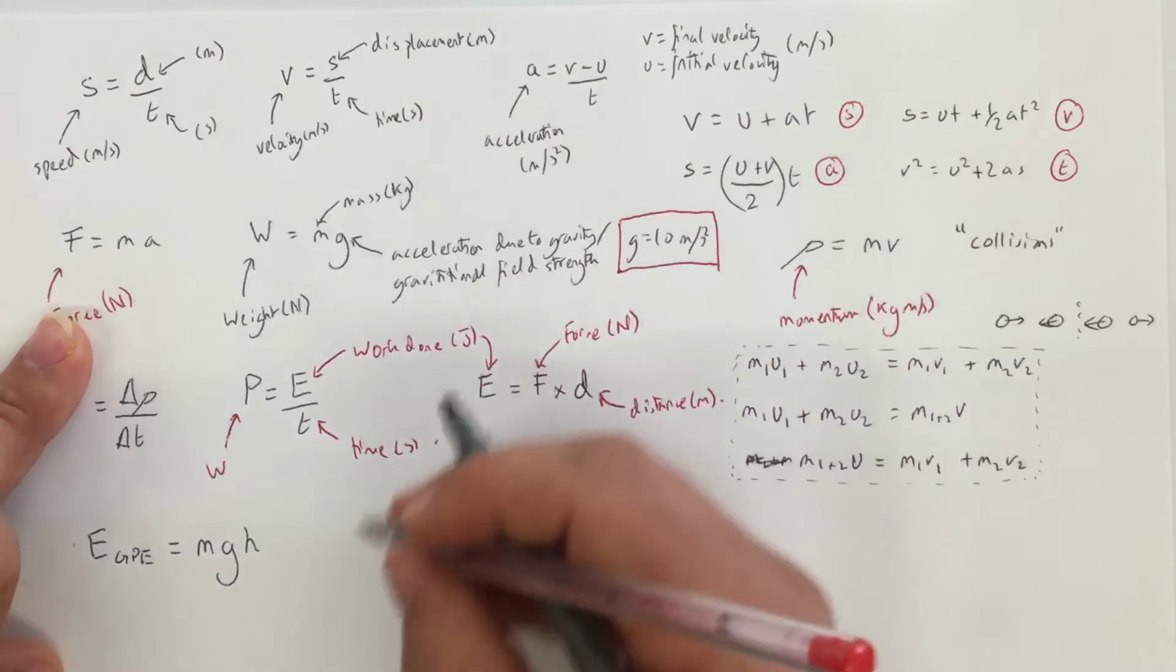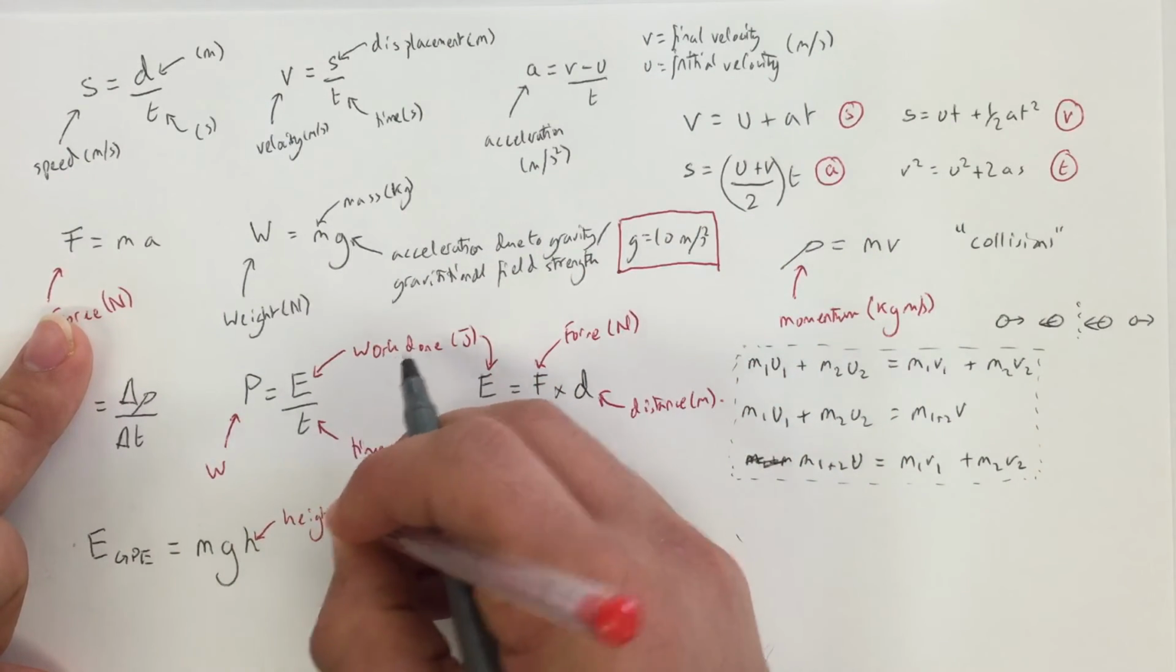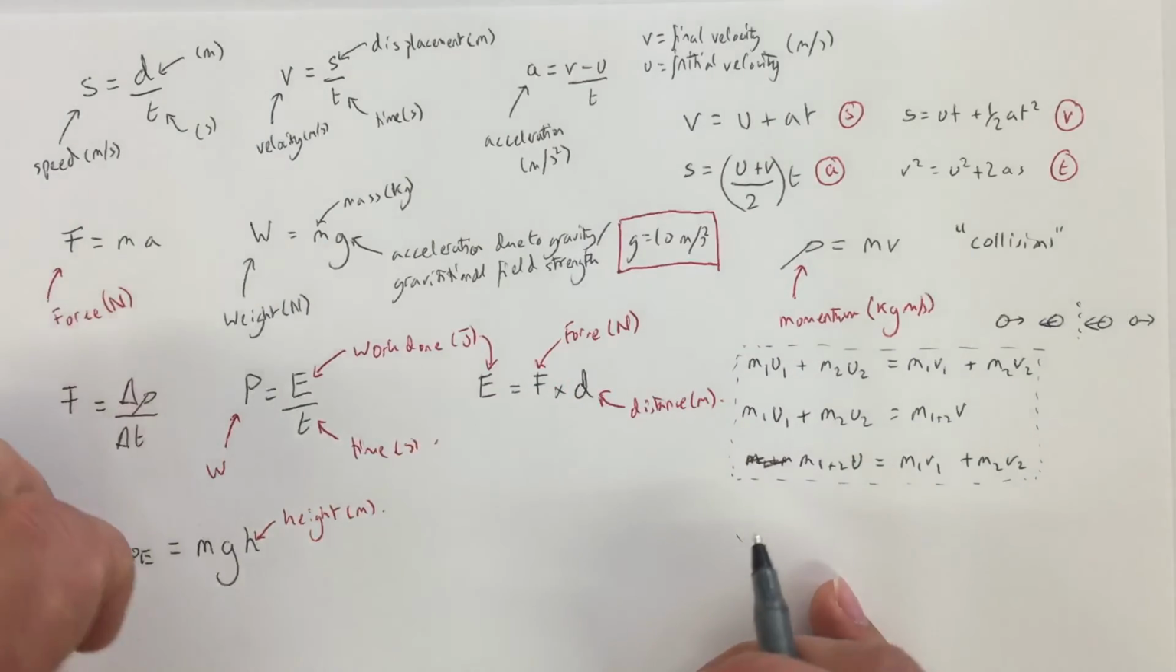So we talked about gravitational field strength. Remember, h is the height. So if I lift an object a certain height, I will give it gravitational potential energy.